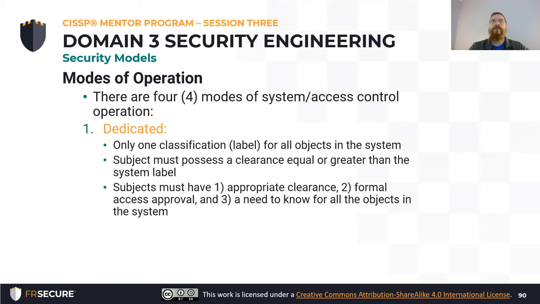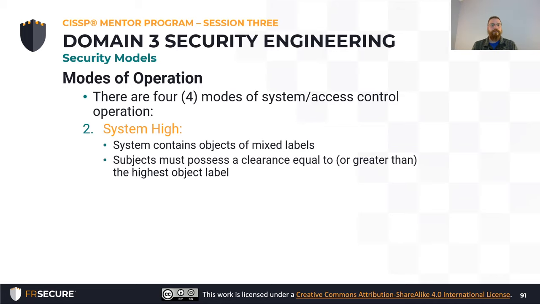And then once we have formal approval, I need to know for everything in the system. Across this system, access control system high, this is going to contain a mix of labels, right? So secret, top secret, public, whatever they are. You're going to have whatever your different classifications are. In order to have access to that system, I have to have a clearance equal to or greater than the highest object label. Okay? So if the highest level is secret and I'm secret, I'm good. The highest level is top secret and I'm secret, not going to work.